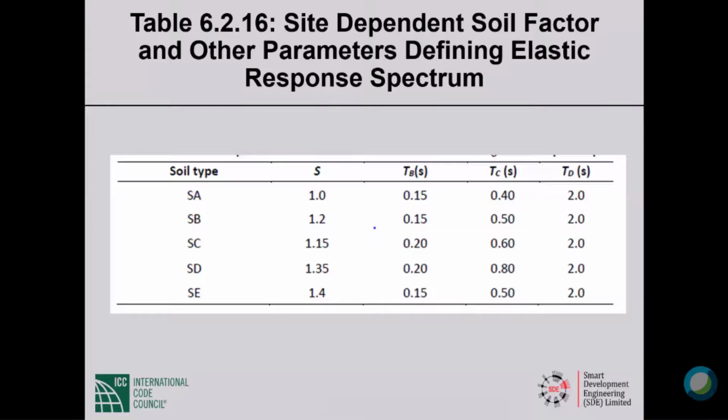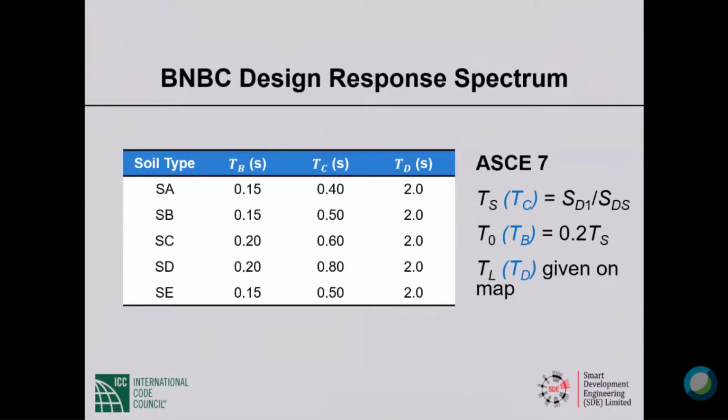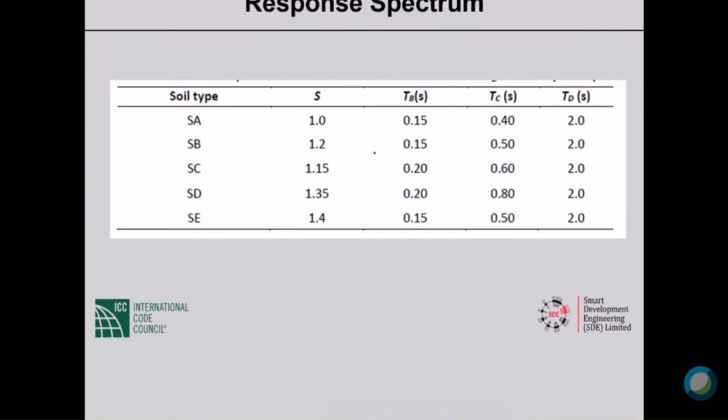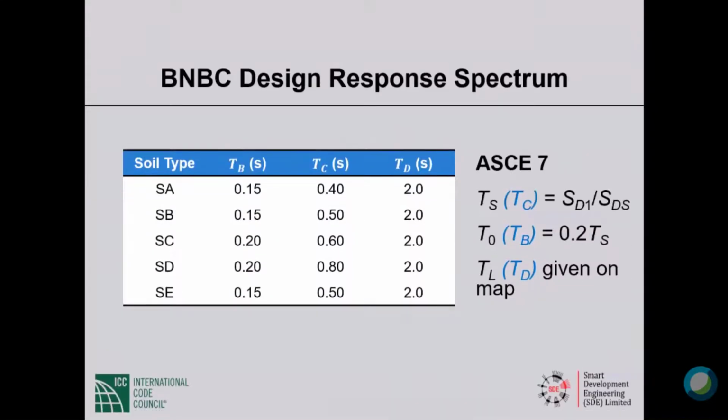This table I have shown you already before. So this basically defines these with the S factors. This table defines the soil dependent spectra of BNBC 2020, and I will remind you that those spectra are still the MCE level spectra. Okay, so this table and this table are the same, except here I don't have the soil factors.